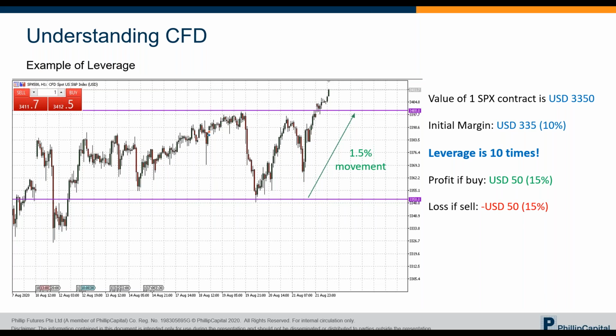So what I want to emphasize here is that when you're trading leverage products, a small price movement such as a 1.5% movement can actually be a 15% profit when we compare it to the margin you actually use to trade. So in a way, leverage is a double-edged sword. So make sure you have a trade plan and a stop loss in place when you are trading leverage products.